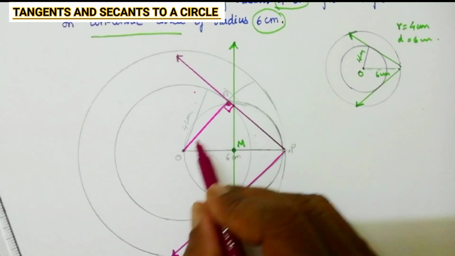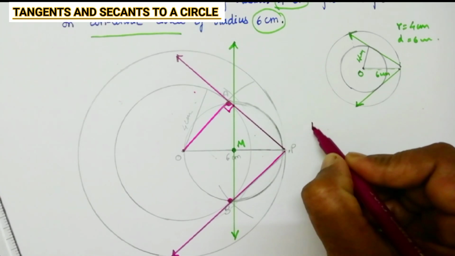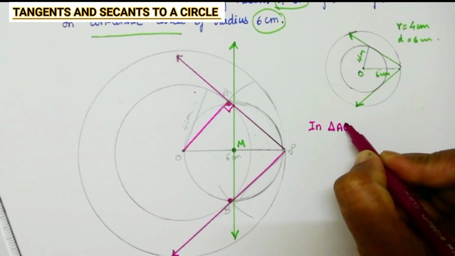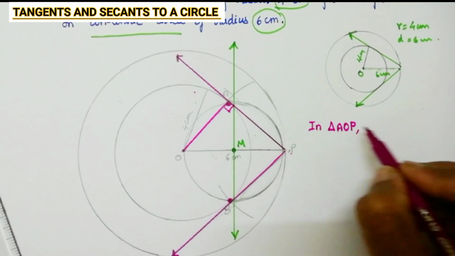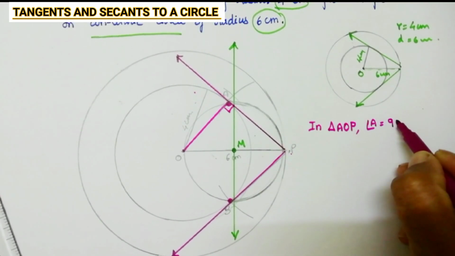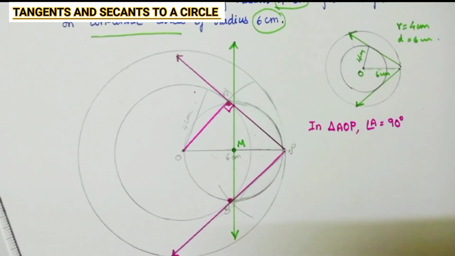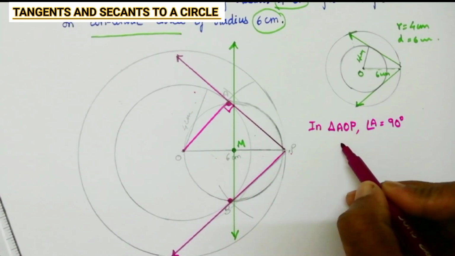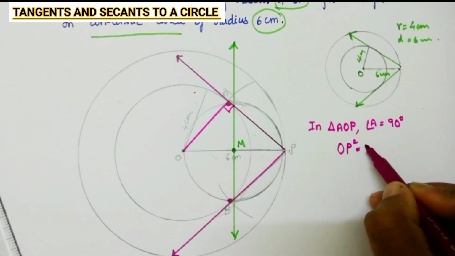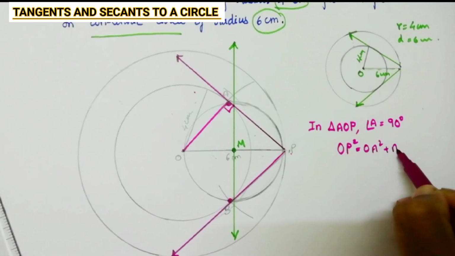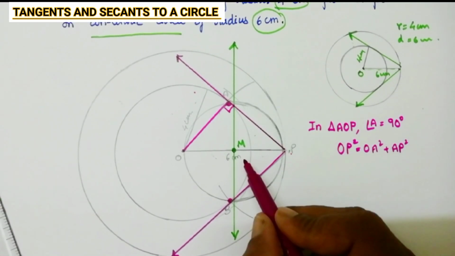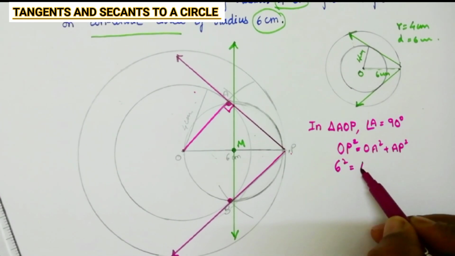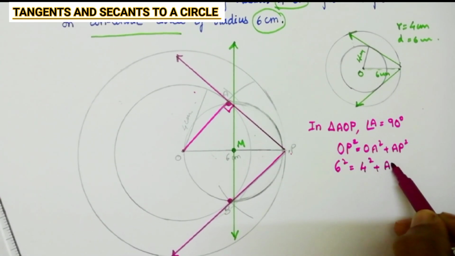If you want to verify this, you can just take this triangle. In triangle AOP, we can see clearly angle A is equal to 90 degrees because this is the point of contact. Now as it is 90 degrees, OP is the hypotenuse. So OP square is equal to OA square plus AP square. OP is 6 centimeters, so 6 square is equal to OA square, which is 4 centimeters, 4 square plus AP square.